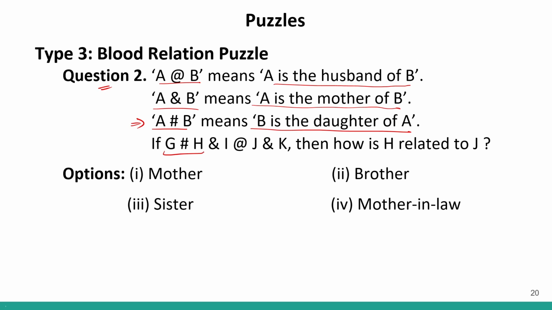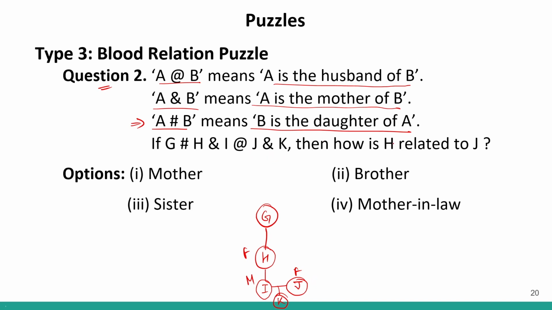First is G hashtag H. That means H is the daughter of G. So H will be female. G's gender we don't know. Moving forward, H and I means H is the mother of I. So H has a child I. I's gender is not known. I at the rate J means I is the husband of J. So I will be male and J will be female. J and K means J is the mother of K. So I and J also have a kid, K, and K's gender is not known.